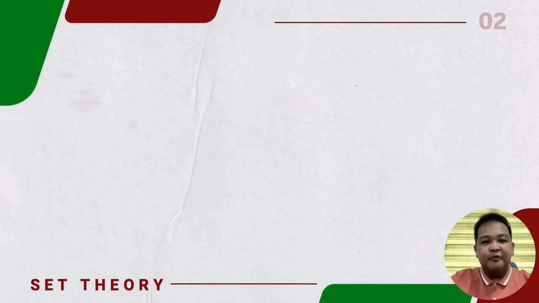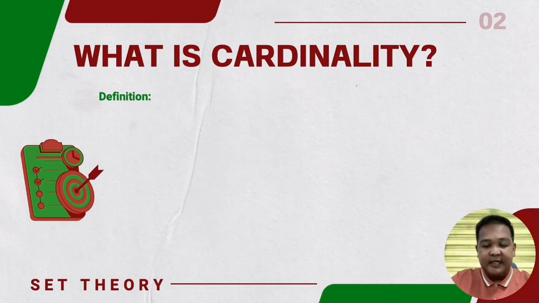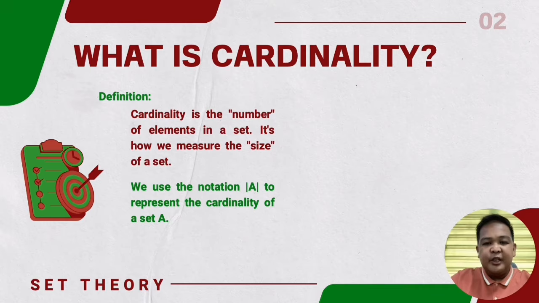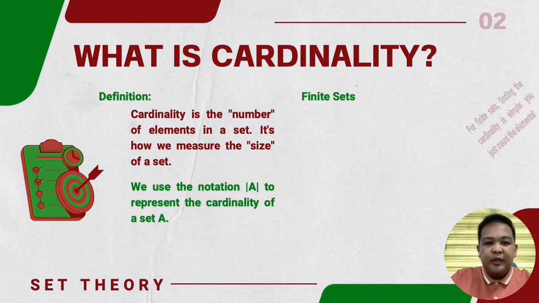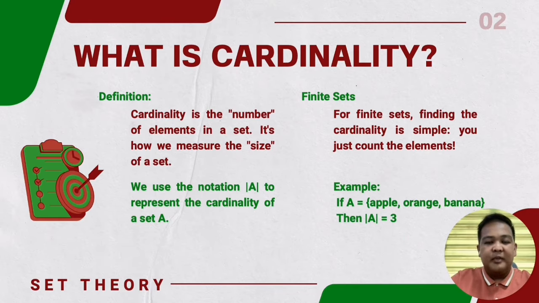Let's focus on the concept of cardinality, a fundamental idea in set theory. Cardinality simply refers to the number of elements in a set. Think of it as a way to measure the size of a set. We use the notation cardinality of A to denote the cardinality of set A. For example, if we have a set A consisting of apple, orange, banana, the cardinality of A is 3.